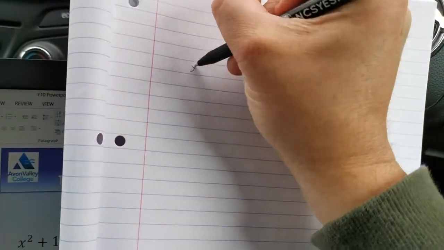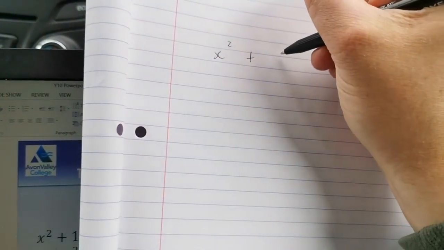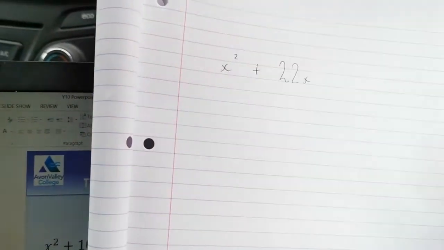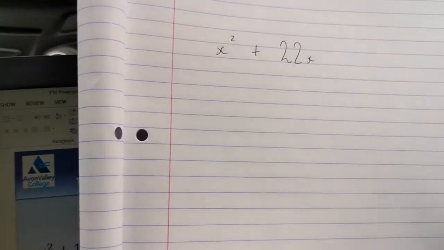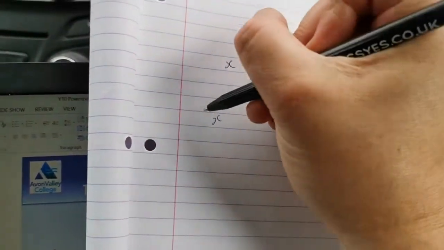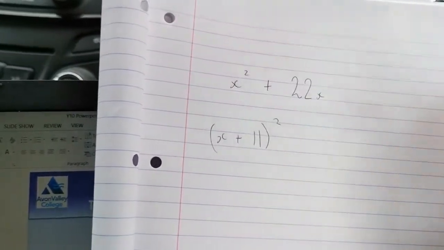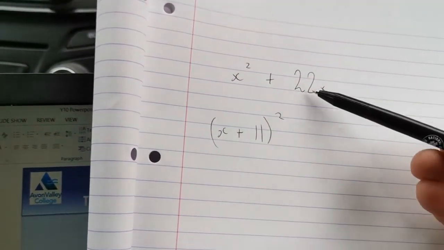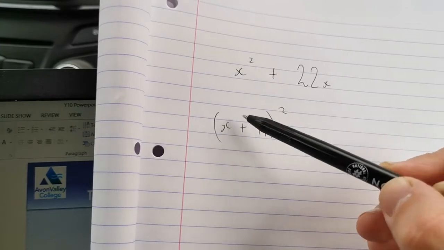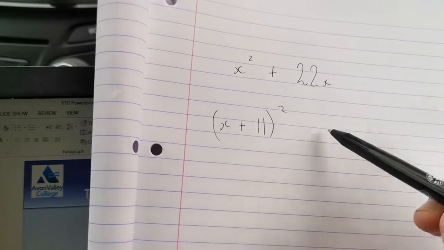So if I had, for example, x squared plus 22x, another way I could write this is I could make this into a perfect square. So I can do x plus 11 squared. So I've done x squared plus 22x. So I've halved this number here, because when I expand this out, I'll have x times x is x squared, plus 11x to make 22x, and then I'll have plus 121.